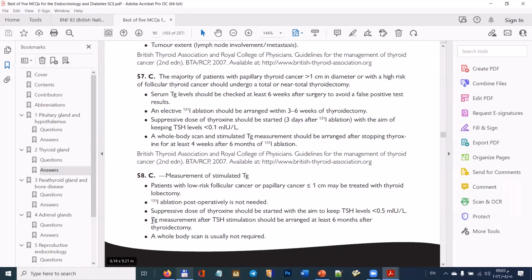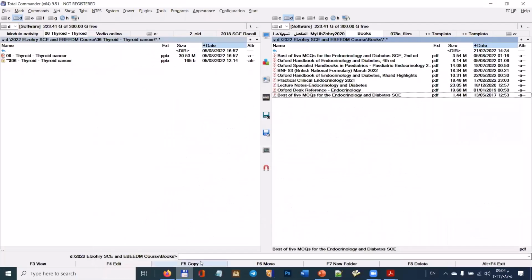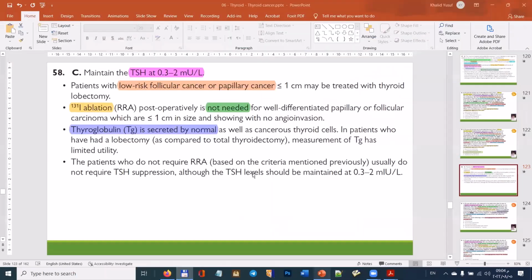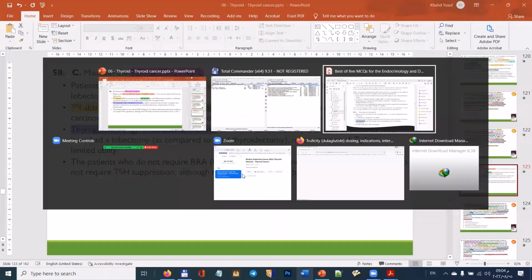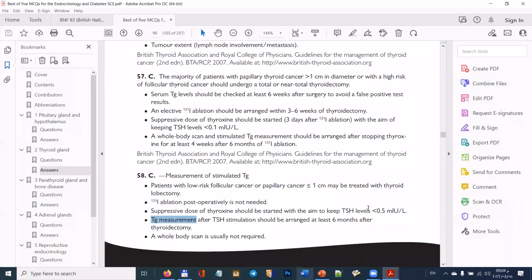But what about the value of the TG? Actually, the other healthy lobe will secrete TG. So the assessment of TG in this case scenario is not the ideal option. Also, the point of suppression dose less than 0.5, this point is not accurate. Yes, this is not accurate.